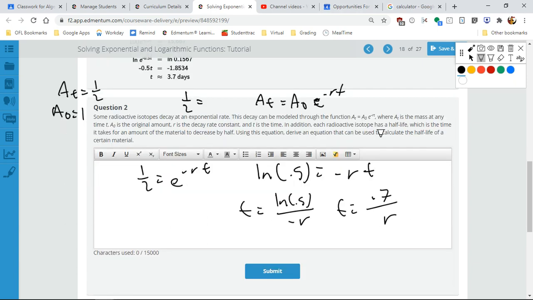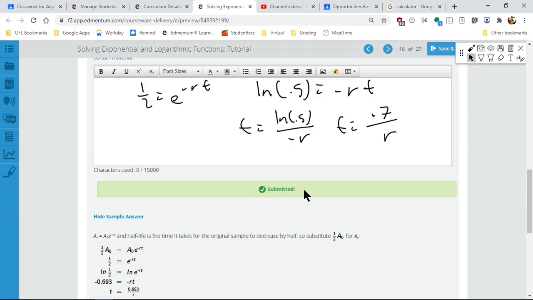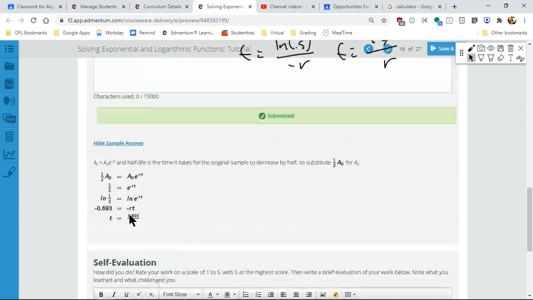I'm not sure how specific Edmentum wants the answer, but to me, this is fine because it doesn't tell us how many decimal places we want. So let's see how specific Edmentum wants the answer. So Edmentum did want it pretty specific. It wanted 3 decimal places. So this is how we would calculate the half-life. How long will it take for something to be cut in half? Once we know what the r is, we can figure that out.